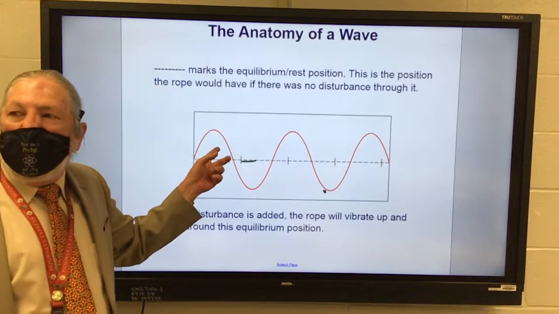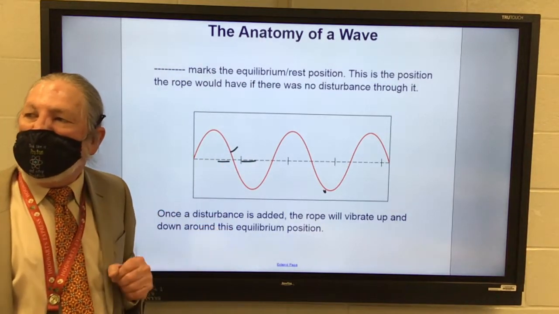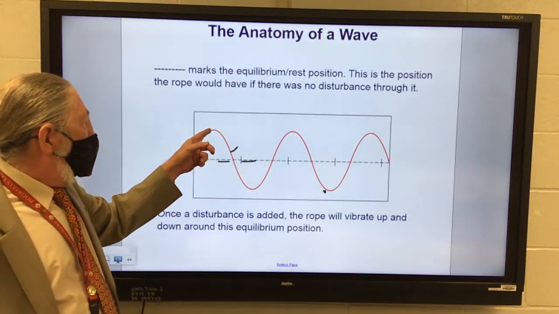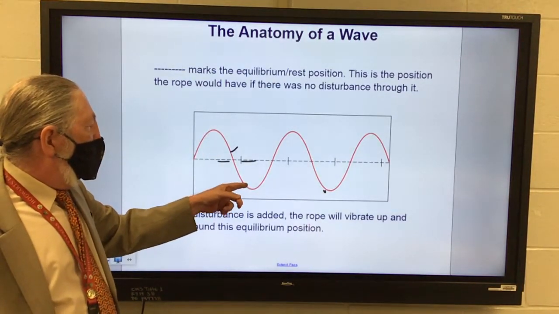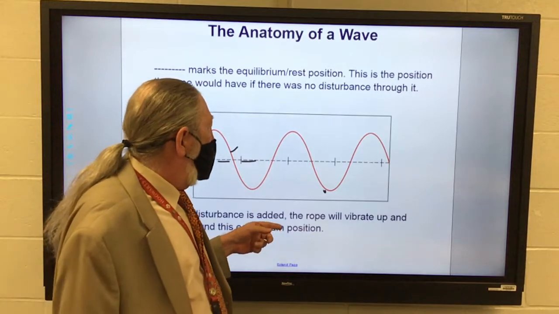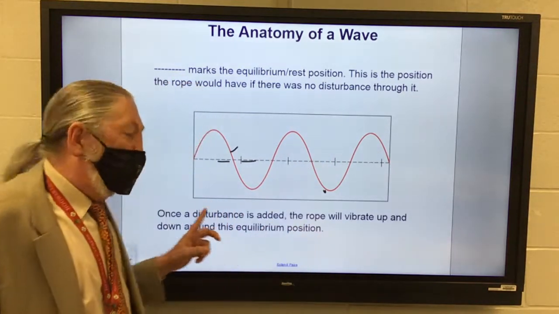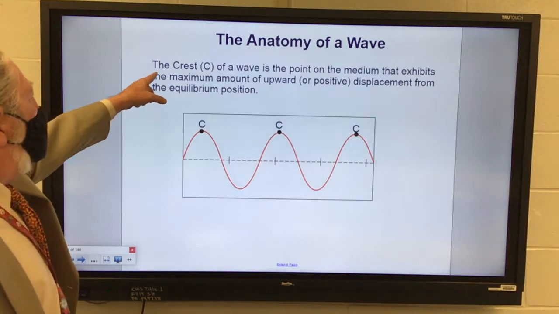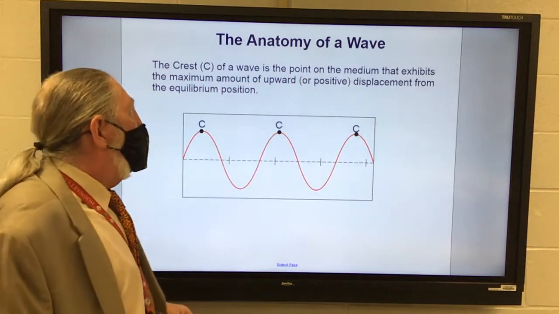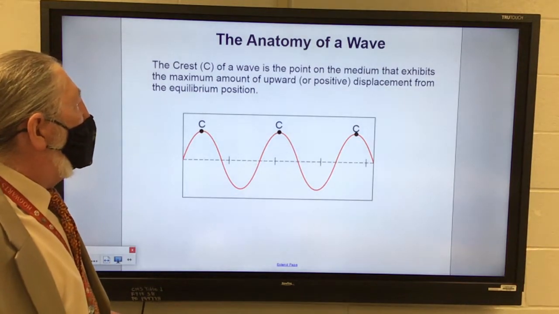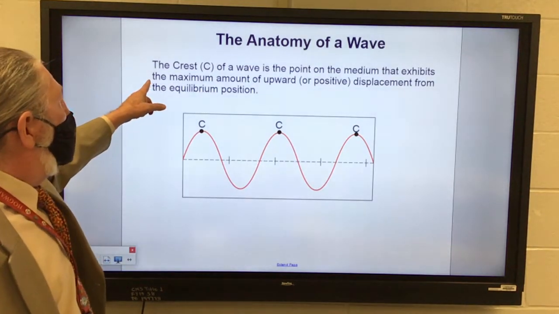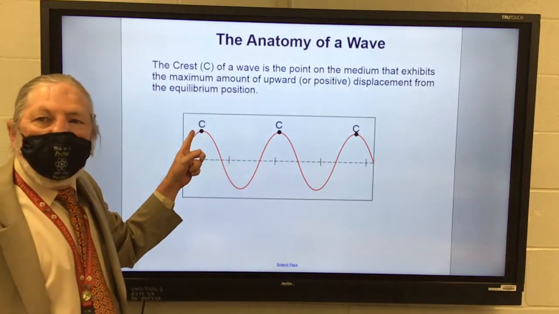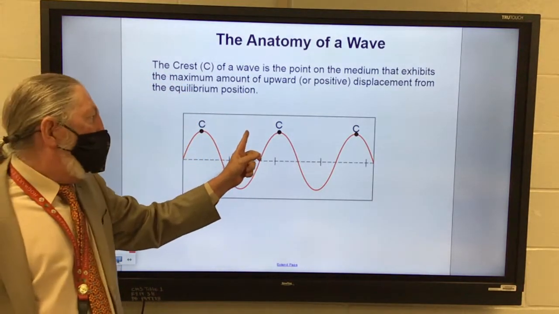Now what are these parts? How do you know what part's what? Because of the rest position. Well, so you got waves up here, waves down here, and they've got names, okay? So that's where we're going with this. Okay, so the crest of a wave is the point on the medium that exhibits the maximum amount of upward displacement. In other words, it's the top of the wave, right? The crest of a wave.